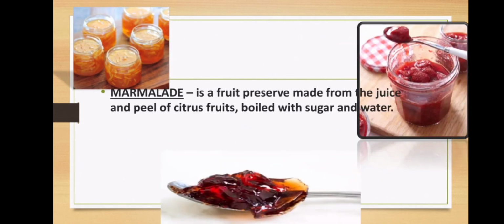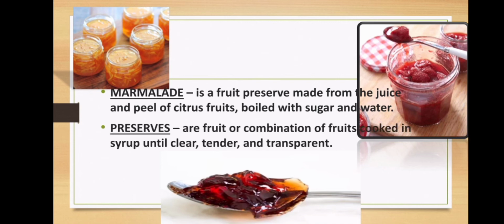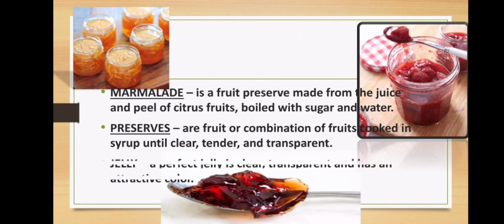Marmalade. Marmalade is a fruit preserve made from the juice and the peel of citrus fruits, boiled with sugar and water. Preserves. Preserves are fruit or combination of fruits cooked in syrup until clear, tender, and transparent. Jelly. A perfect jelly is clear, transparent, and has an attractive color.